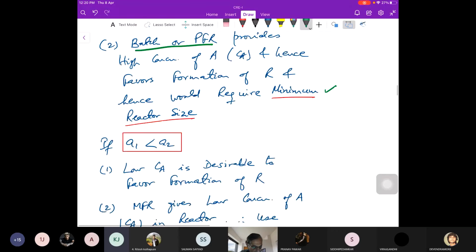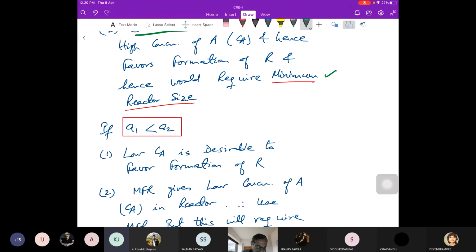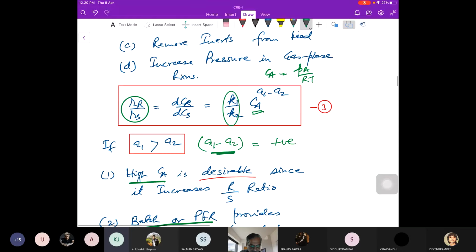Now if A1 is less than A2, then what? A1 minus A2 becomes what? Negative, right? Because it's CA to the power of A1 minus A2. ये negative हो गया तो क्या हो जाएगा? It will become 1 upon CA raised to the power of A2 minus A1, right? So when will I get maximum R in this case? When A1 is less than A2.